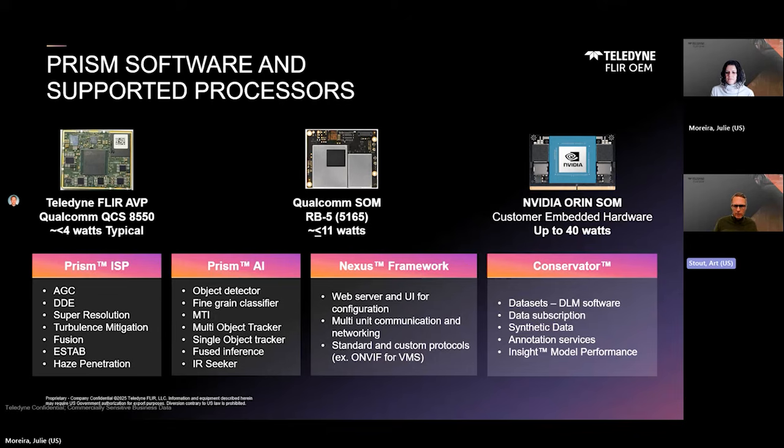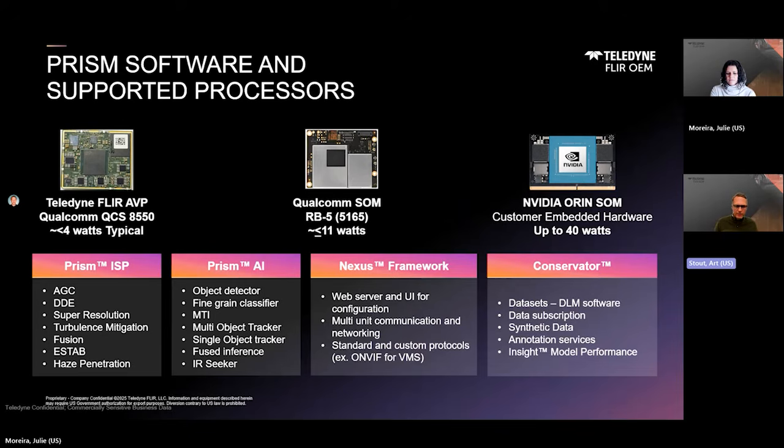We also support the RB5, which is a very popular SoC that's deployed in many, many drones. And then we also support NVIDIA and its Orin family, the Orin Nano, NX, and AGX. And each has unique, important capabilities in terms of overall power and the development environment that our customers can develop on. Within the Prism ISP functionality, we've got various AGC algorithms, super resolution, turbulence mitigation, image fusion, electronic stabilization, and haze penetration.